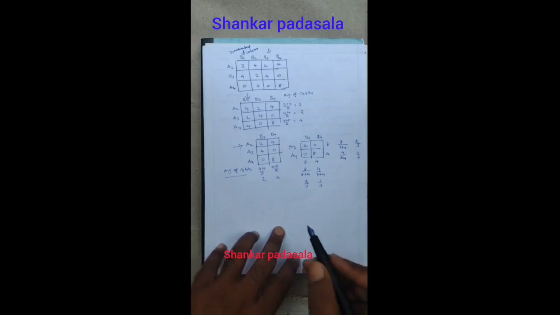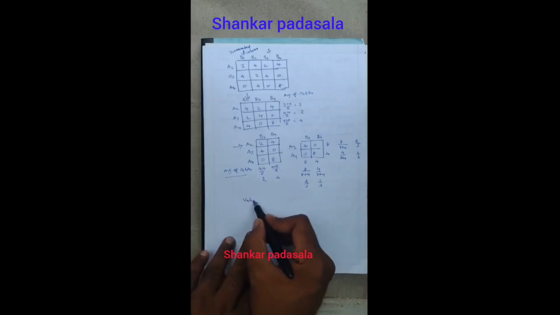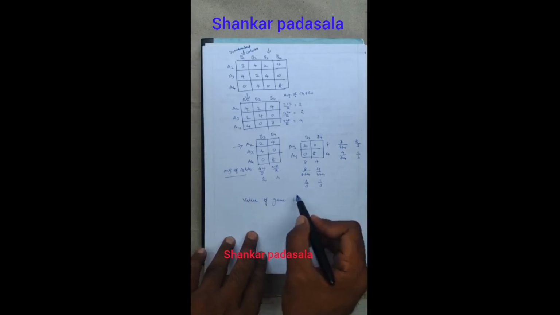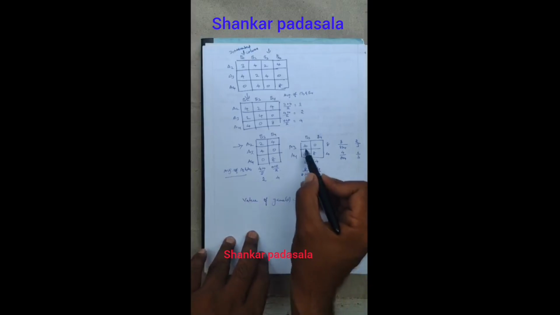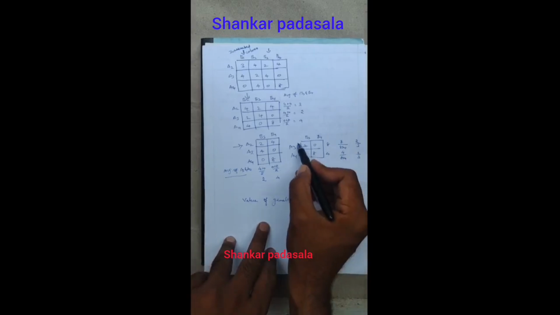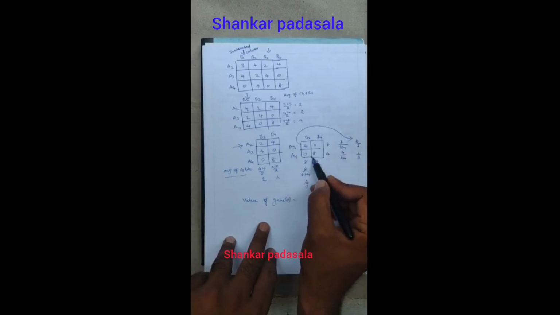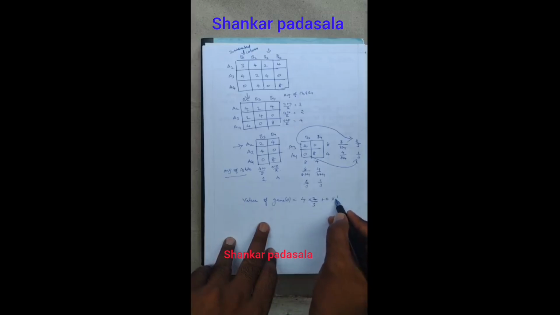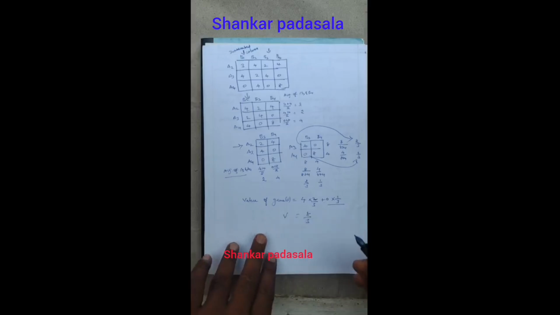Now the value of the game. If you calculate on a column basis, take any one: 4 multiplied with this value and 0 multiplied with this value. So 4 into 2 by 3 plus 0 into 1 by 3; 0 into anything is 0. So 4 into 2 by 3 gives 8 by 3. So this is the value of the game.